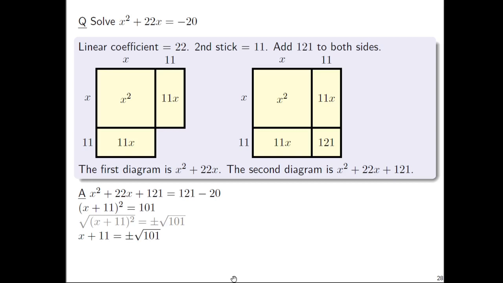And then the left side simplifies because the square root and the square undo each other. We have x plus 11 is equal to plus or minus root 101. Subtract 11 on both sides. So x is equal to negative 11 plus or minus root 101.